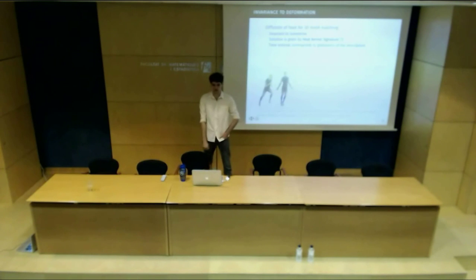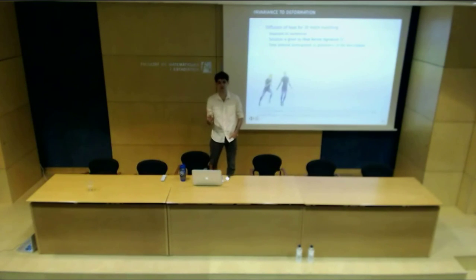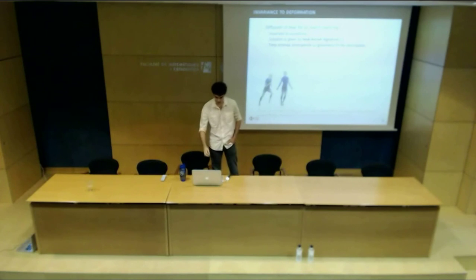So the diffusion of heat has been used for 3D meshing, so matching 3D meshes. And this is because it's invariant to some extent. So if you imagine a piece of paper and you bend it inelastically, so there's no elastic deformation, the heat diffusion along this paper is the same, right? And if you have a person, for example, and you're moving your arm around, the heat diffusion from the fingers will be roughly the same. So this is no longer an isometry, but it's a fairly invariant deformation in this case. And the solution is given by the heat kernel signature.